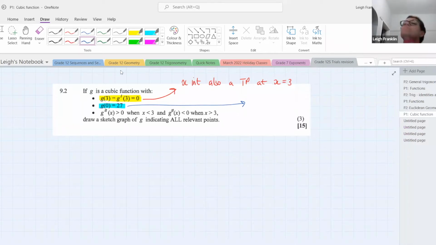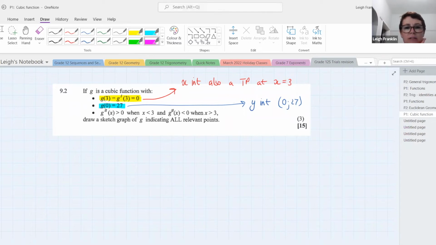Ma'am, is that the y-intercept? It certainly is, Kaiser. Well done. That is the y-intercept. So the coordinates at the y-intercept are 0 and 27. Yes, quite right. And now comes this bit of information here.